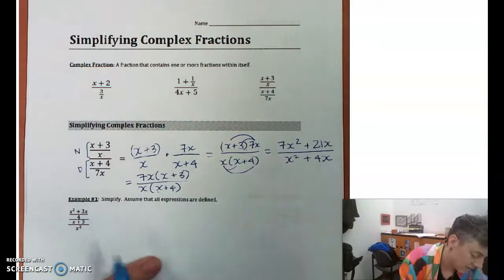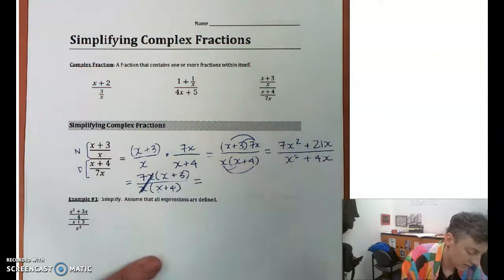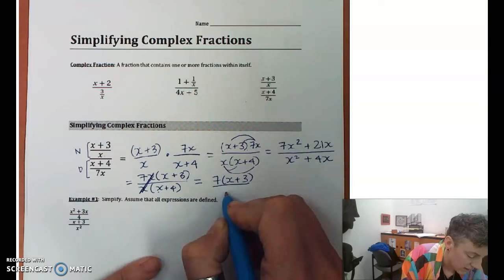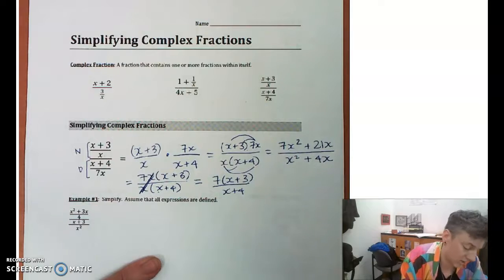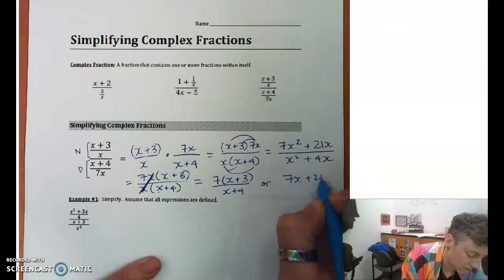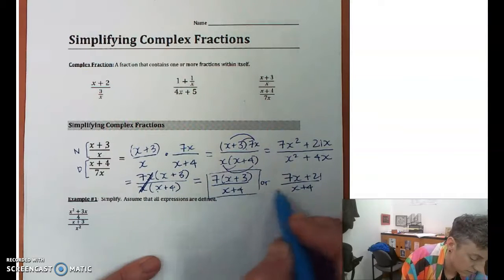What can we cancel out? It's the same on the top and the bottom. The x's. So now we have 7 times x plus 3 over x plus 4. You can leave your answer like that, or you can multiply it out and get 7x plus 21 over x plus 4. Either one of those answers are cool.